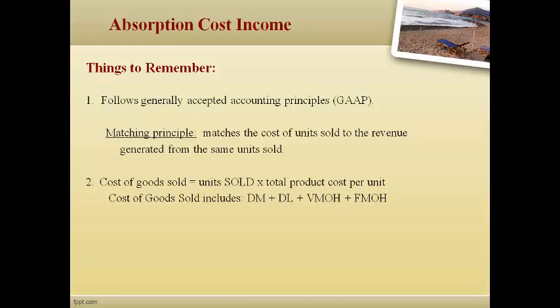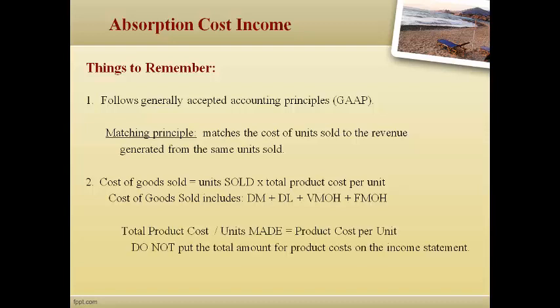If product costs are given in total amounts, divide the total cost by units made and get the product cost per unit that must be used. Do not just use total product cost on the income statement. Some of the product costs may be in inventory and not yet sold. As we have learned previously, period costs are always expensed in the period incurred.